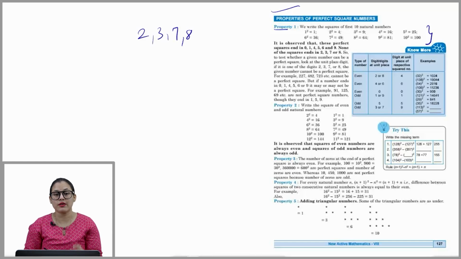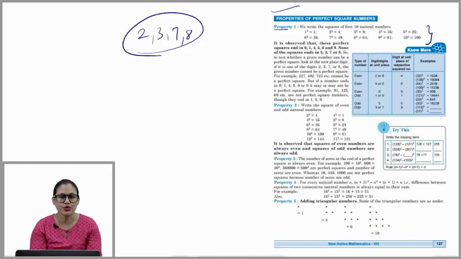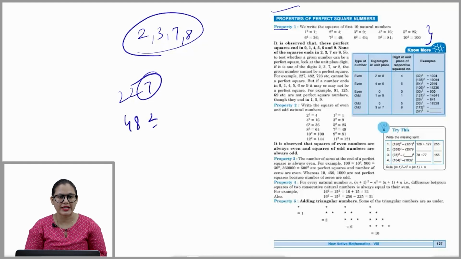So, to test whether a given number can be a perfect square, look at the unit place digit. If it is one of the digits 2, 3, 7 or 8, the given number cannot be a perfect square. For example, 227, 7 is at unit place; 482, 2 is at unit place; 723, 3 is at unit place. These numbers are not perfect squares.